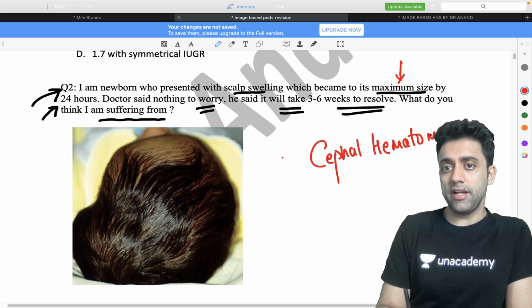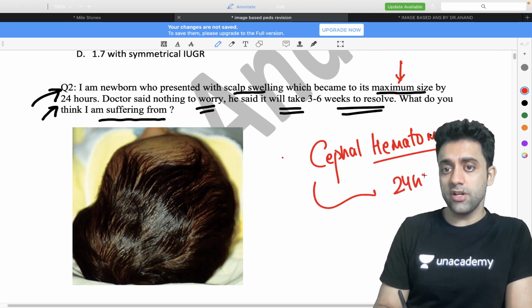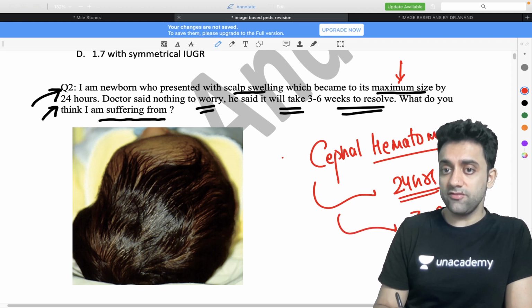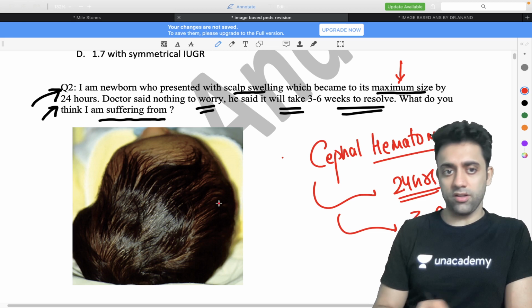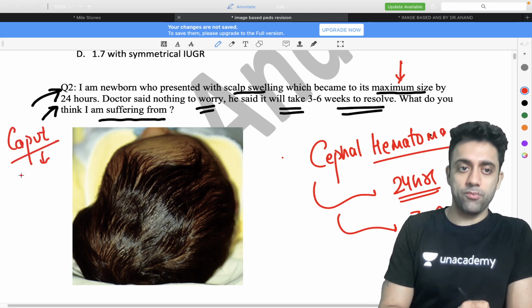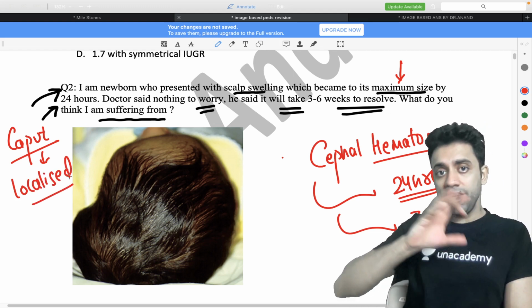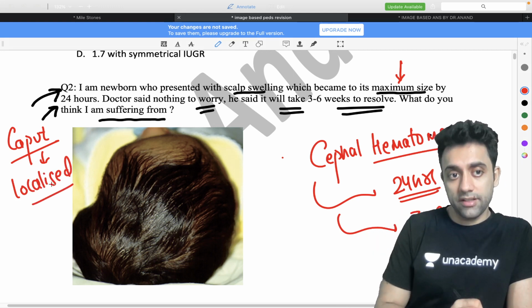Cephalhematoma, point number one: it is a swelling which takes around 24 hours to come to its maximum size, and it takes around 3 to 6 weeks to resolve. Very important. And whereas caput, what happens in caput? Can anyone tell me? The caput is a localized swelling.